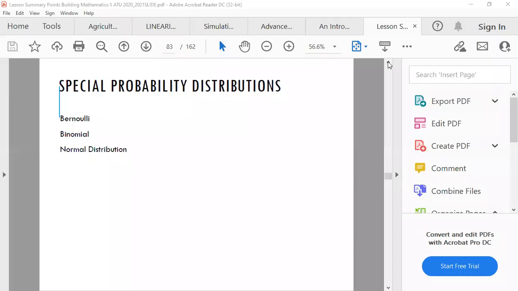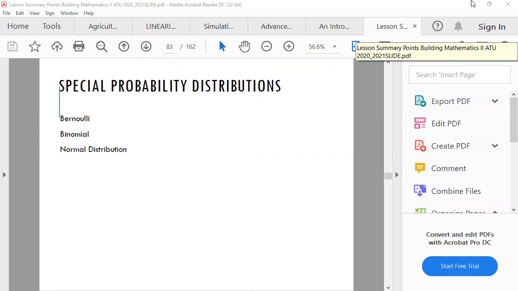Some special probability. Over the last few lecture sections, we looked at probability distribution, what a random process is, and how to find a distribution to a random process, okay? Today, we want to look at special probability distributions.